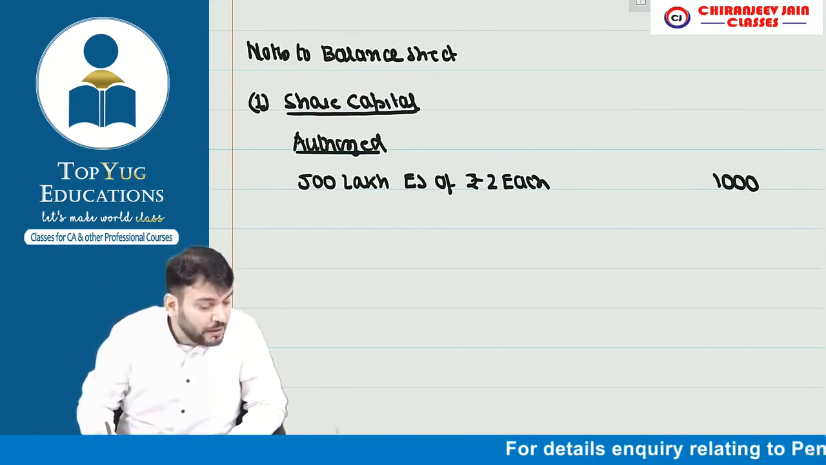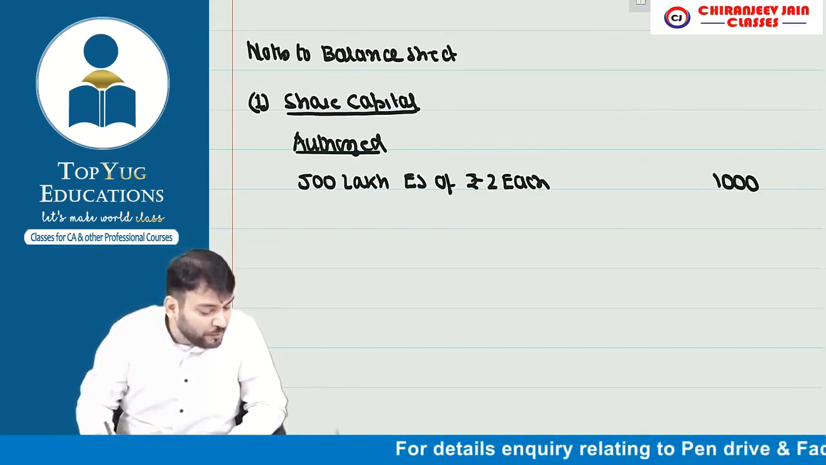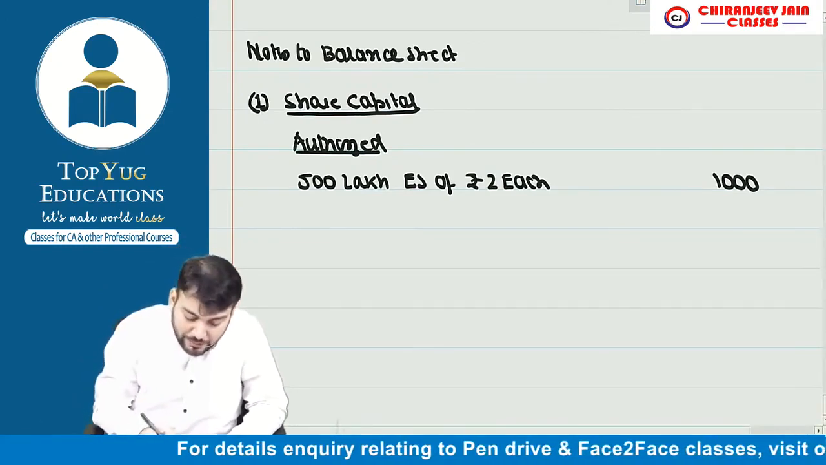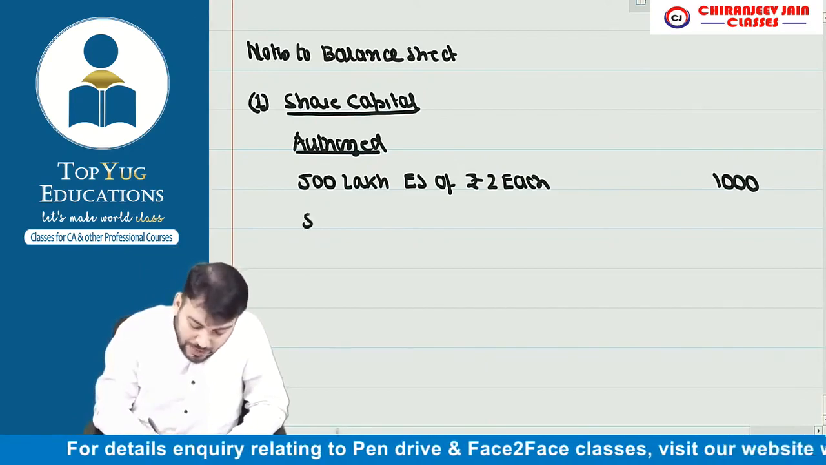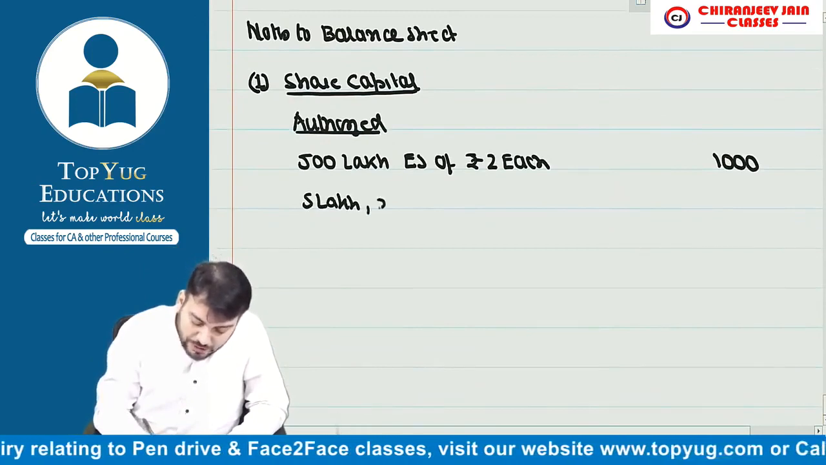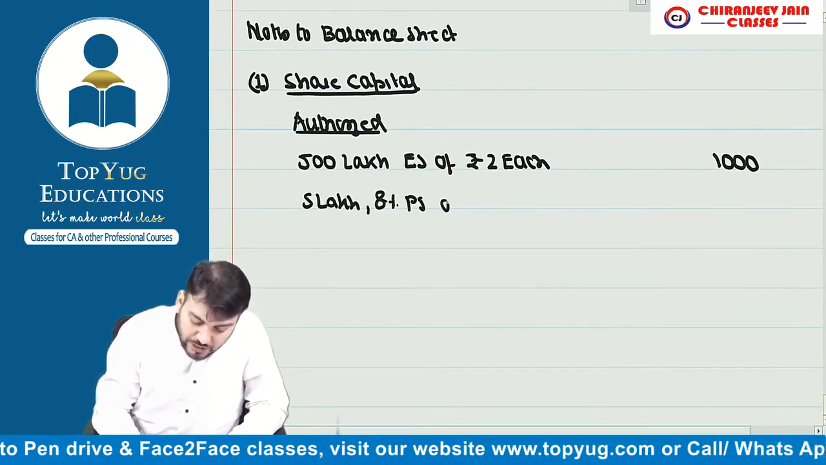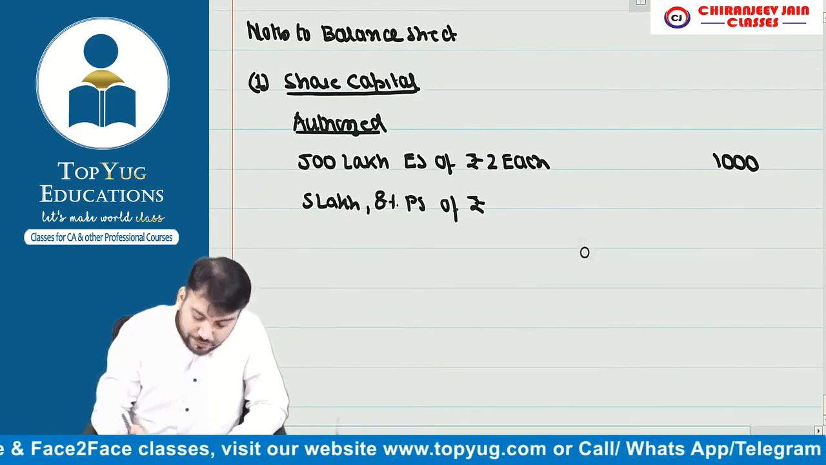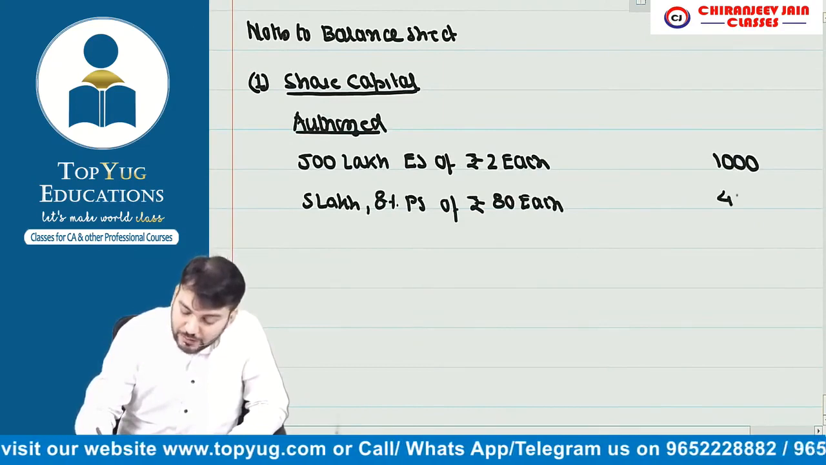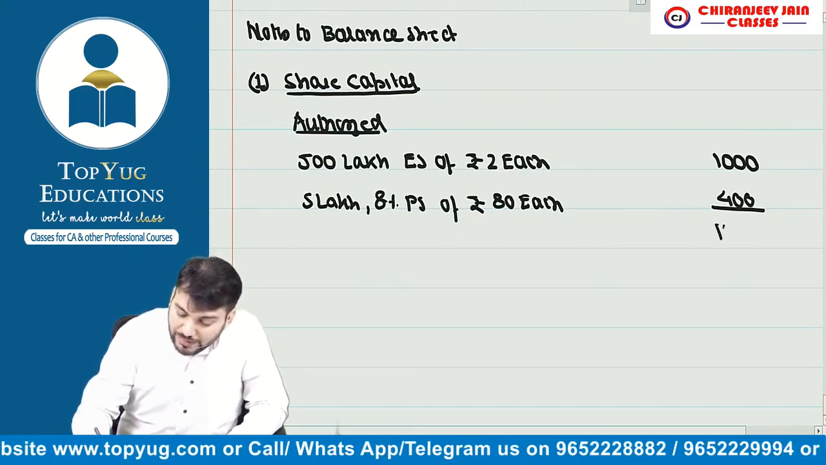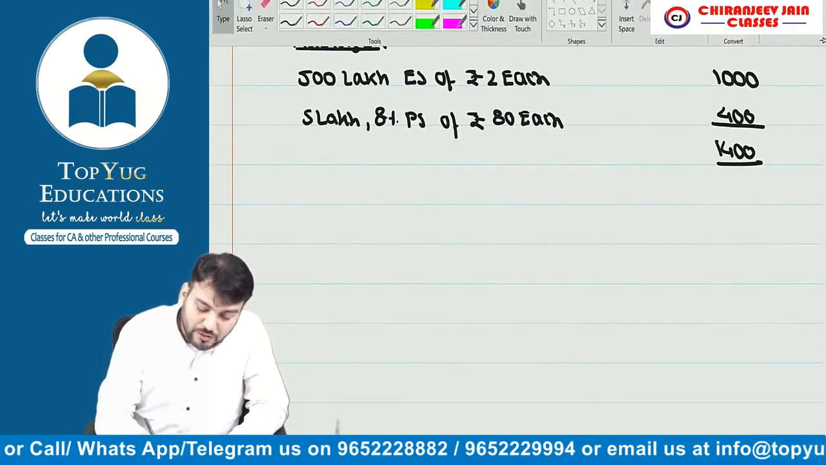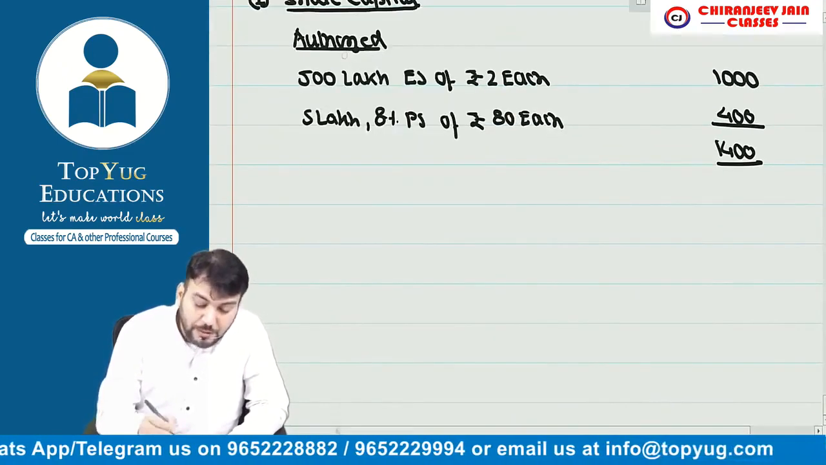Correct. Similarly, now the preference shares are of rupees how much? 80. So 400 divided by 80, how much is it? We will check. 5. So here we write 5 lakh 8% preference shares of rupees 80 each. That is 400. So you can see the total remains the same. The total of authorized capital remains the same. Correct. Be a little careful in the exam. Are you understanding?